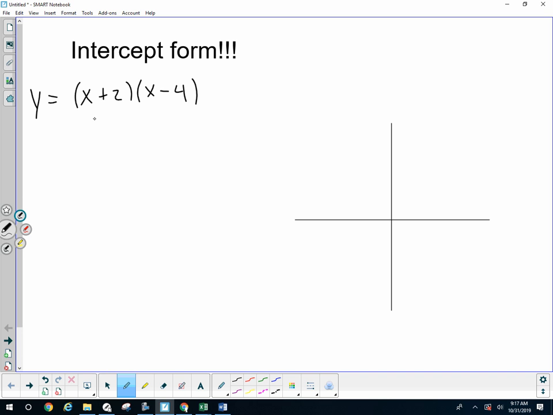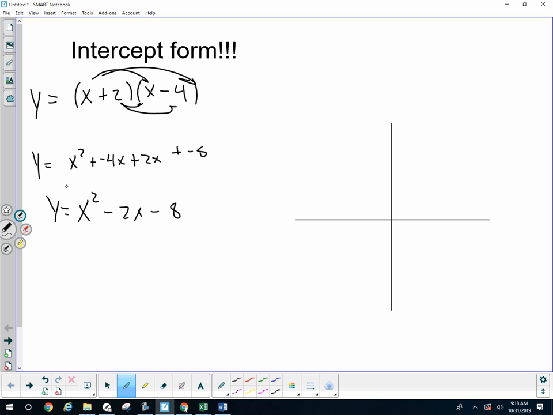Well, first thing we need to understand is this is a quadratic. This is a quadratic because you can distribute and see that x times x is x squared, x times -4 is -4x, 2 times x is 2x, 2 times -4 is -8. You can see, oh, okay, that equation, x plus 2 times x minus 4, is the same as x squared minus 2x minus 8, which is a quadratic in standard form, okay? So it's a quadratic, but I don't want to distribute.